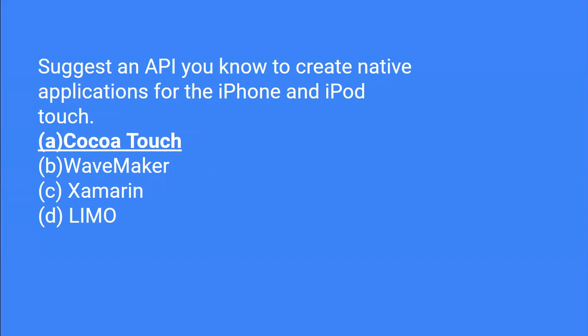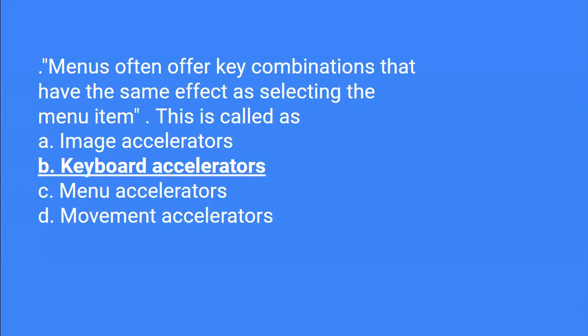Suggest an API you know to create native applications for the iPhone and iPod Touch. Cocoa Touch. Menus often offer key combinations that have the same effect as selecting the menu item. This is called keyboard accelerators.